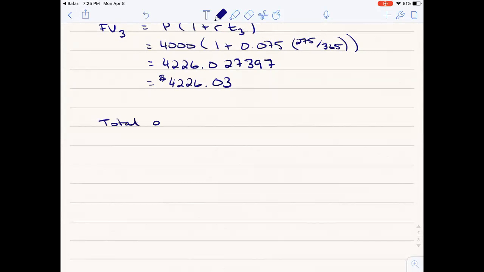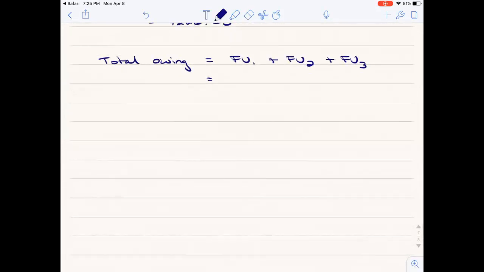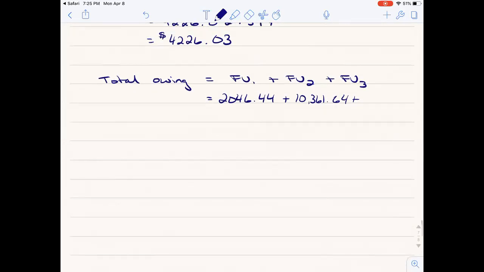So the total owing is future value 1 plus future value 2 plus future value 3, which is, I'll ditch the dollar sign, 2,046.44 plus 10,361.64 plus 4,226.03, which is 16,634.11.